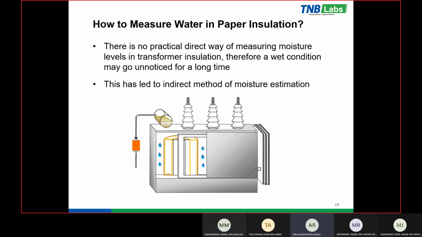Okay, how to measure water in the paper insulation? There is no practical direct way of measuring the moisture level in the transformer insulation. Therefore, a wet condition may go unnoticed for a long time. This has led to indirect methods of moisture estimation.